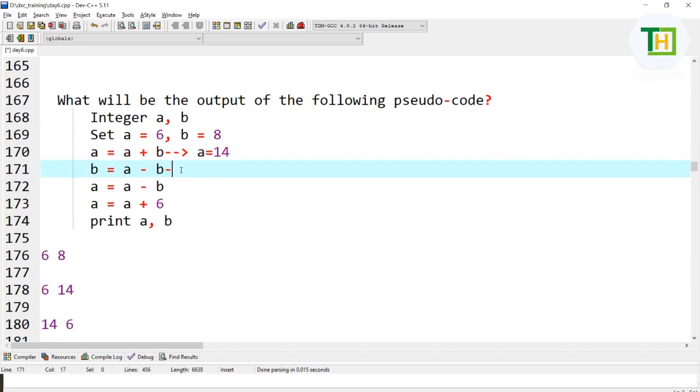And coming to this line, B is equal to A minus B. What is the A value now? A value is going to be 14. 14 minus 8, it is going to be 6. B is 6.